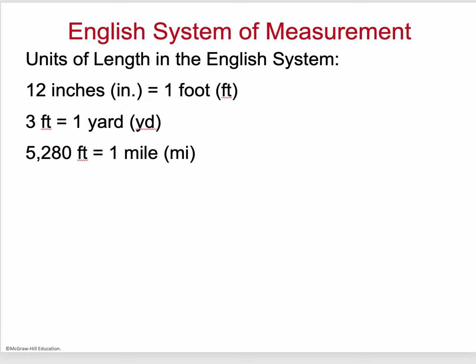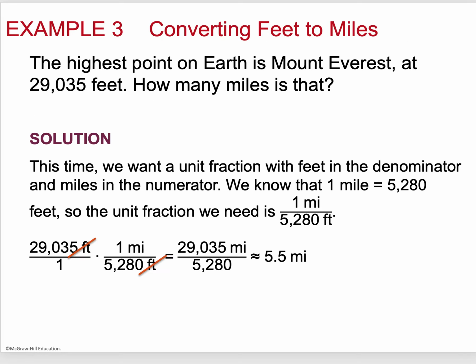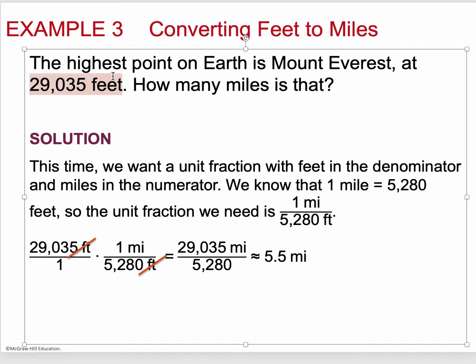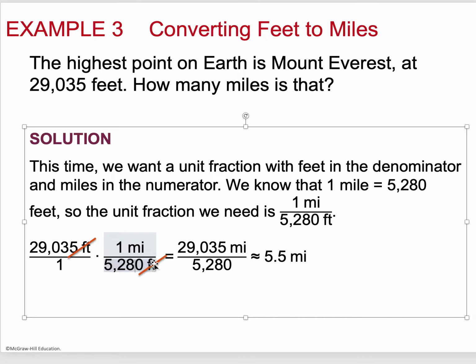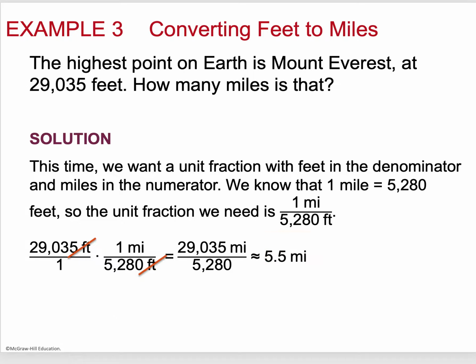So if I look at my example, they gave me feet, which means I need to use the conversion factor with feet in the denominator. So that's how I decide which one I chose here. Now I'm just taking this and multiplying by 1, but I have to divide by the 5,280, which is roughly 5.5 miles when you do the division.